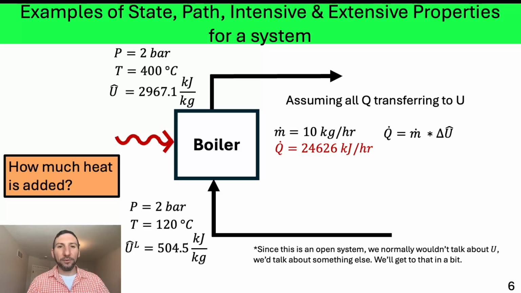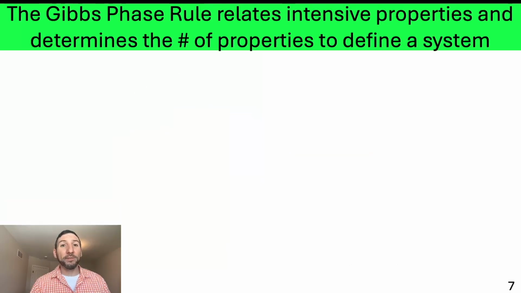So now we've talked about these intensive, extensive, state, and path-dependent properties. And I'll add in, since we're talking about path-dependent, that heat is path-dependent. It's going to depend on how we got to that final state. The path matters. Now that we talked about those, there's another handy rule that can be used to relate some of these intensive properties to define a system. And that's the Gibbs Phase Rule. So the Gibbs Phase Rule can tell us how many intensive properties we're going to need to know to then set the stage and define our system.